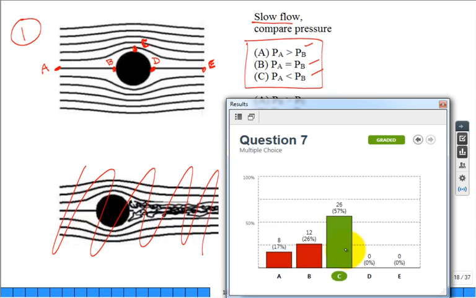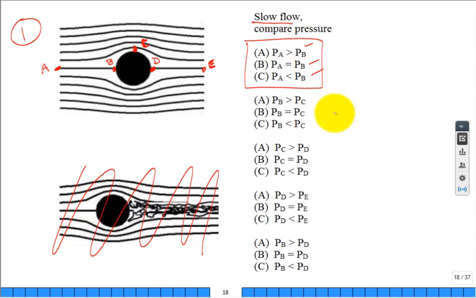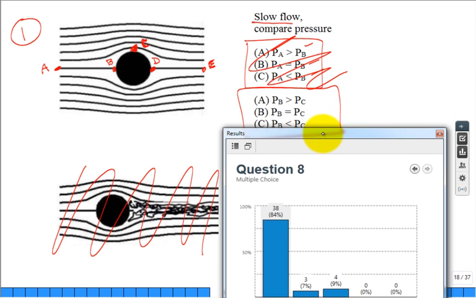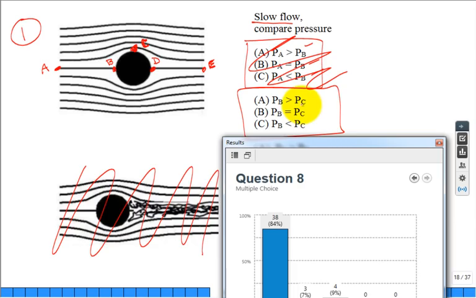Let's move to this one. Let's compare now B and C. Where is B? Right there, stagnation point. Where is C? In the flow right at the top of the cylinder. So is the pressure at B equal to, greater than, or less than the pressure at C? All right, let's take a look at the results. Pressure at C is lower than the pressure at B. Pressure at B is high, the stagnation pressure.